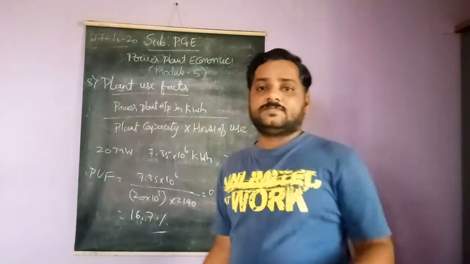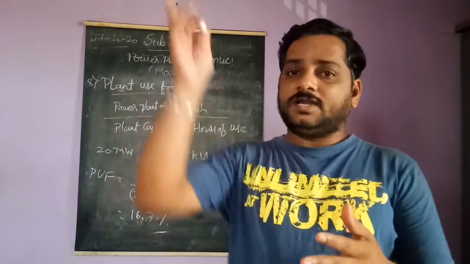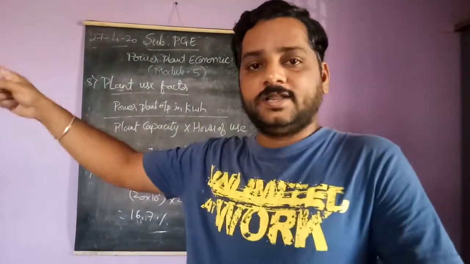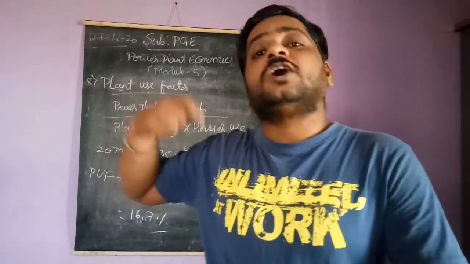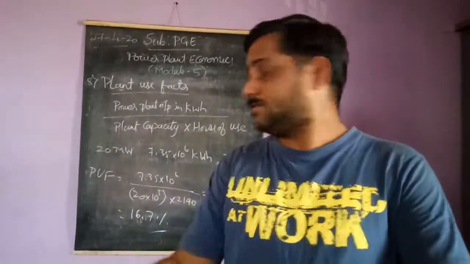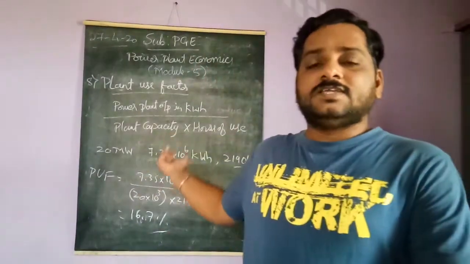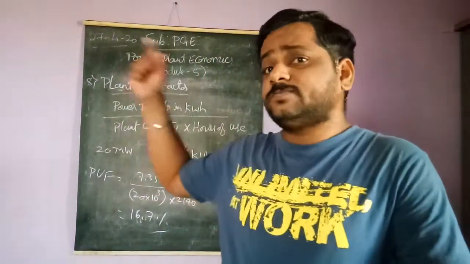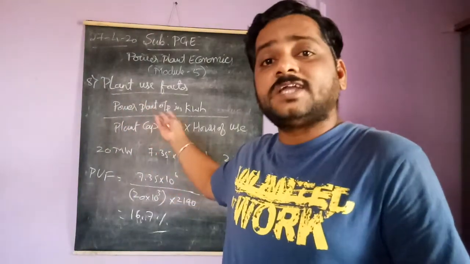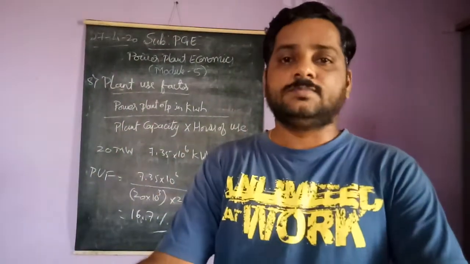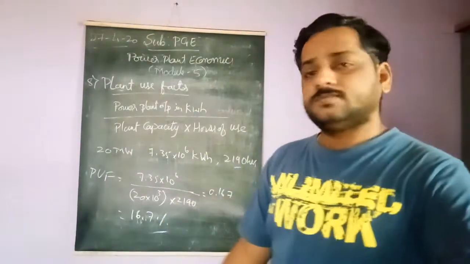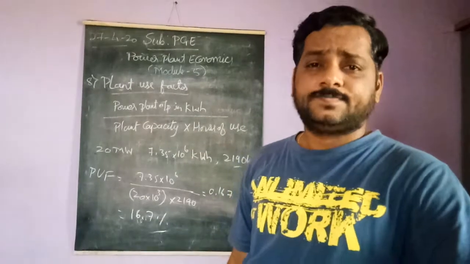Now I hope you got the difference between the plant use factor and plant capacity factor. Plant capacity factor is how much energy has been generated divided by how much energy it could have been generated. Whereas here, it is how much energy has been generated divided by how much energy for how many hours the power plant has been utilized. So what is the usage value of the power plant? That is the power plant use factor. I think it is clear now.